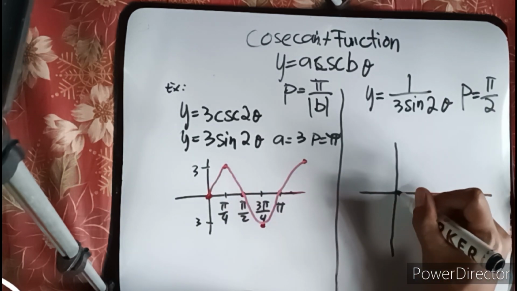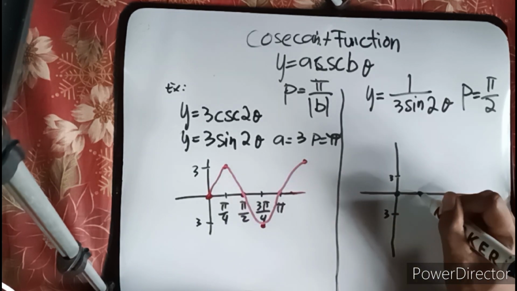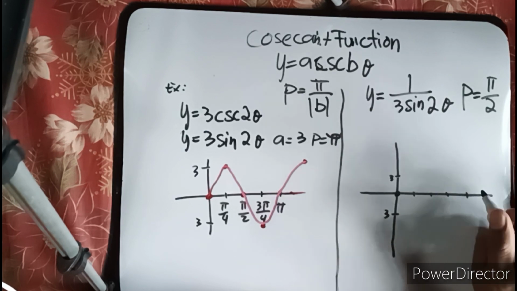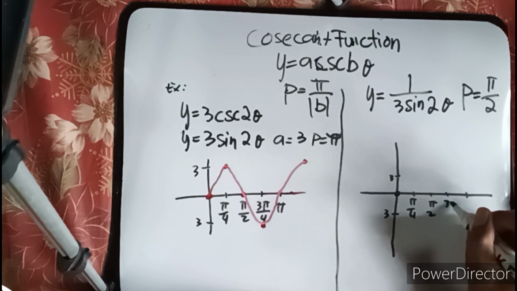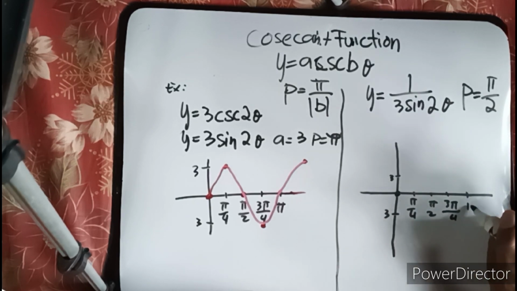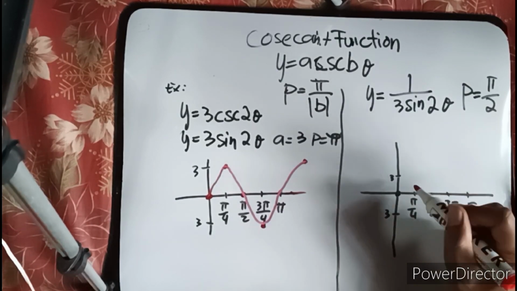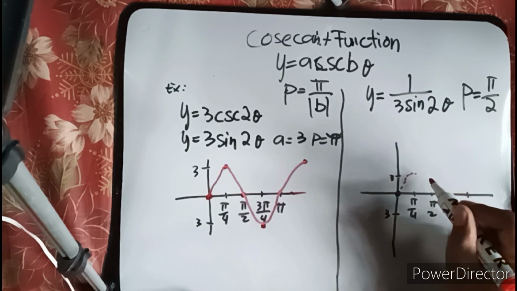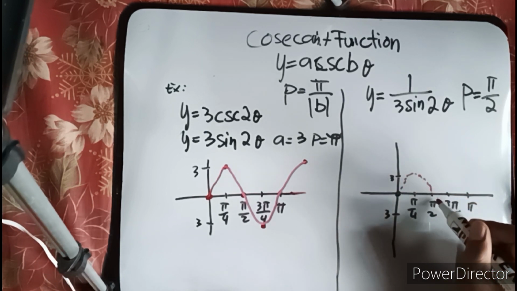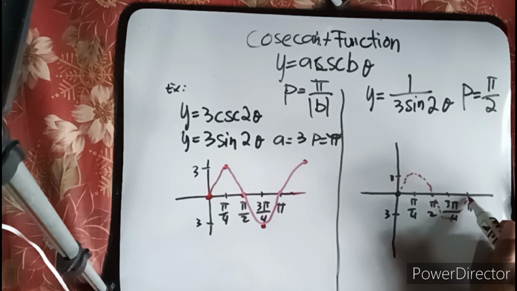To graph the cosecant function, all we need to do is copy these points here. Say this is our 3. These 4 points on the x-axis are pi over 4, pi over 2, 3 pi over 4, and pi. We know that the graph of a sine function would be like this, to the middle, down to the minimum point, and up it rises.